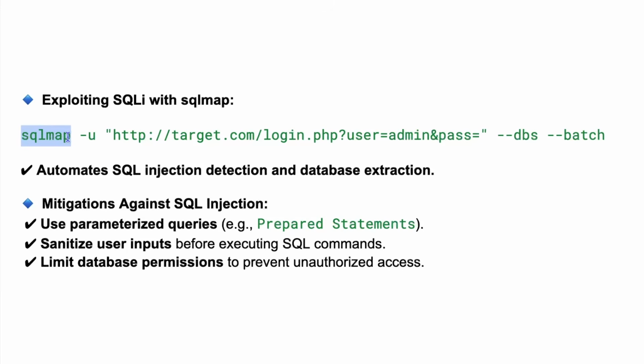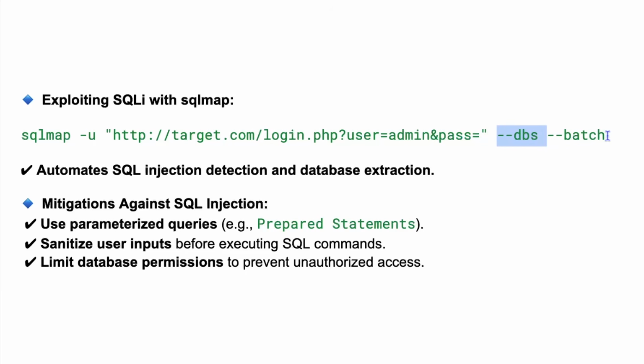Instead of you having to do iterations of dozens, if not hundreds, of different queries and statements, SQLMap will just do it for you. You'll give it the URL, which is going to be target.com/login.php, and then the parameters here are user=admin and pass=. In this case, the password has been left empty, so it's trying to solve for the password. We're trying to get the admin's password essentially.